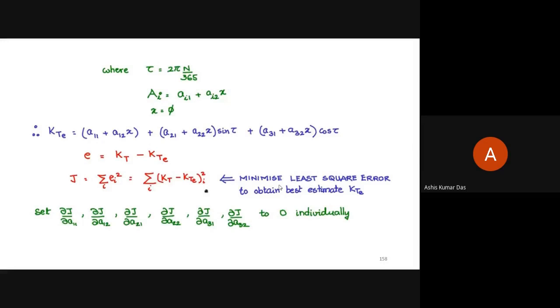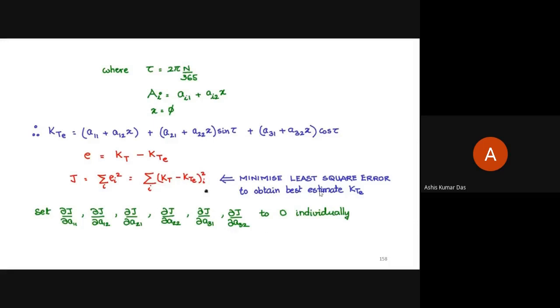Now if we proceed, we have to estimate the equation here. The function to minimize is J equal to summation of (kt minus kte i) square. So J equals ei square, and that is given by (kt minus kte i) square. We have to minimize this least square error to obtain the best estimate kte, so that we get the minimum square error.